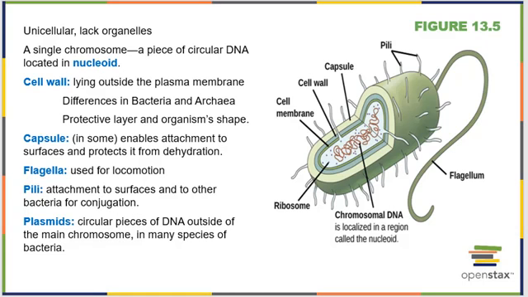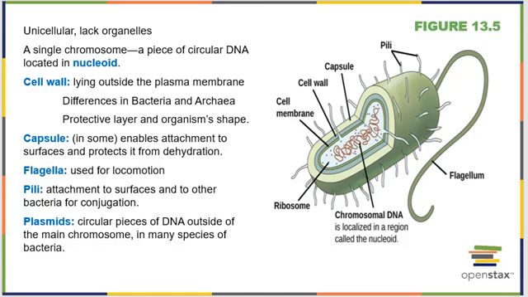They're unicellular, they lack organelles. They have one single chromosome. It's just a really long piece of DNA that's kept packaged in a little area, but it's not surrounded by anything protective. That packaged area of DNA is known as the nucleoid.